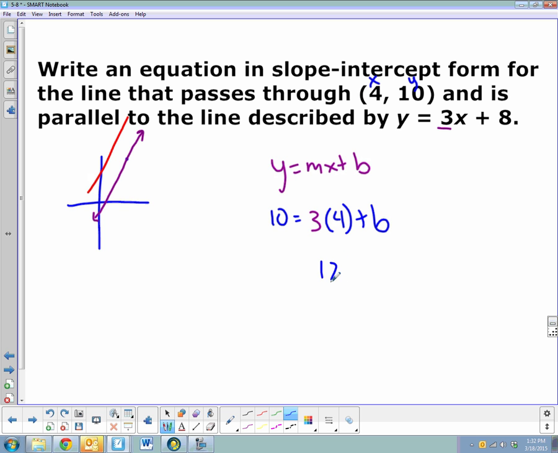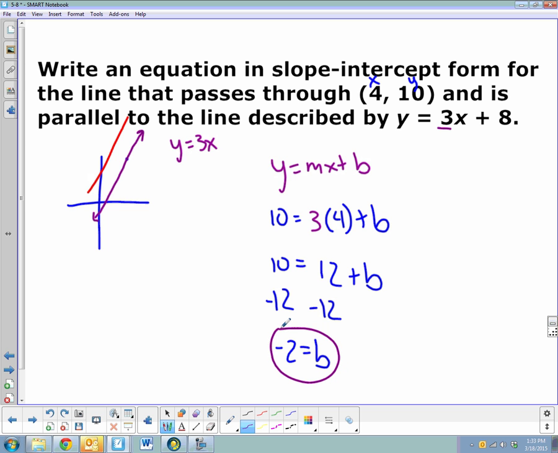3 times 4 is 12. Multiply the things that I know. I subtract 12 from both sides to get b by itself. So b is going to be -2. So the equation for that purple line is going to be y equals 3x, because it has to have a parallel slope, exact same slope as the red line, and I found a new y-intercept that will guarantee it goes through that point (4, 10): -2, or plus -2, if you prefer. And that's the equation for that line.